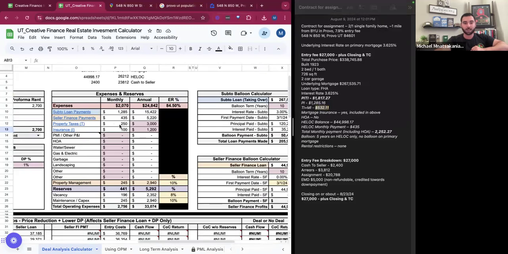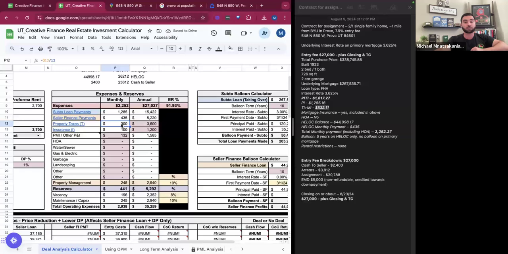So we're going to say the taxes, okay, we'll say that is $3,600, so that's $300 a month. Insurance is $1,200, so that's $100 a month. So that's $400 total, and there's $132.11 remaining that needs to be accounted for as part of the monthly escrow payments. I'm going to say 132.11.